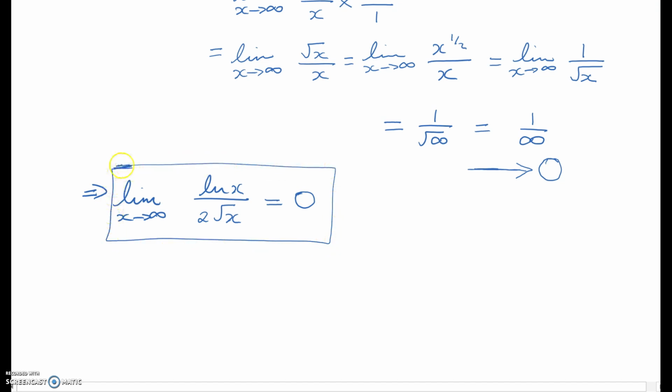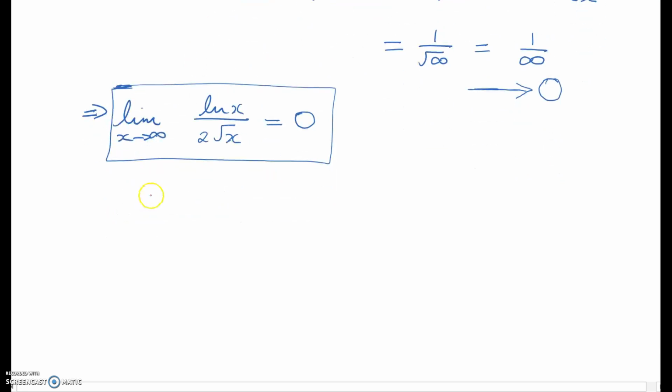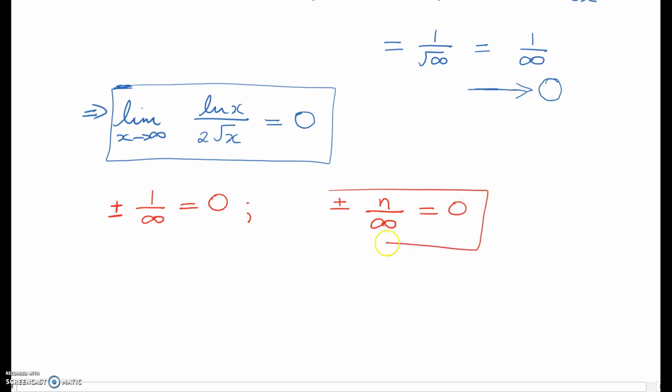The thing to take away from this, something new, is that 1 over infinity, or in fact any number over infinity, in the context of limits becomes 0. More than that, it can be plus or minus, and like we said, it doesn't have to be a 1. Any number on top, in the context of limits, is equal to 0.